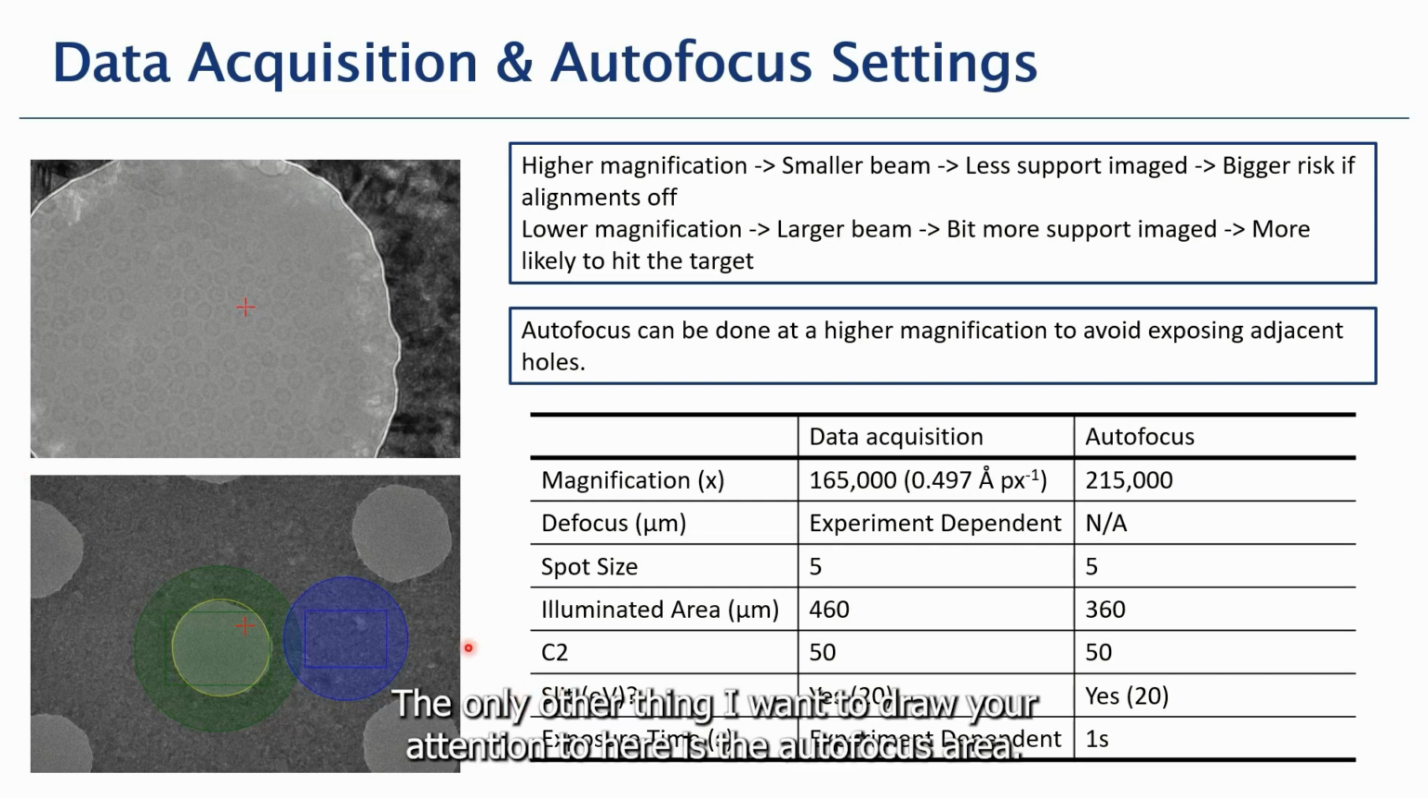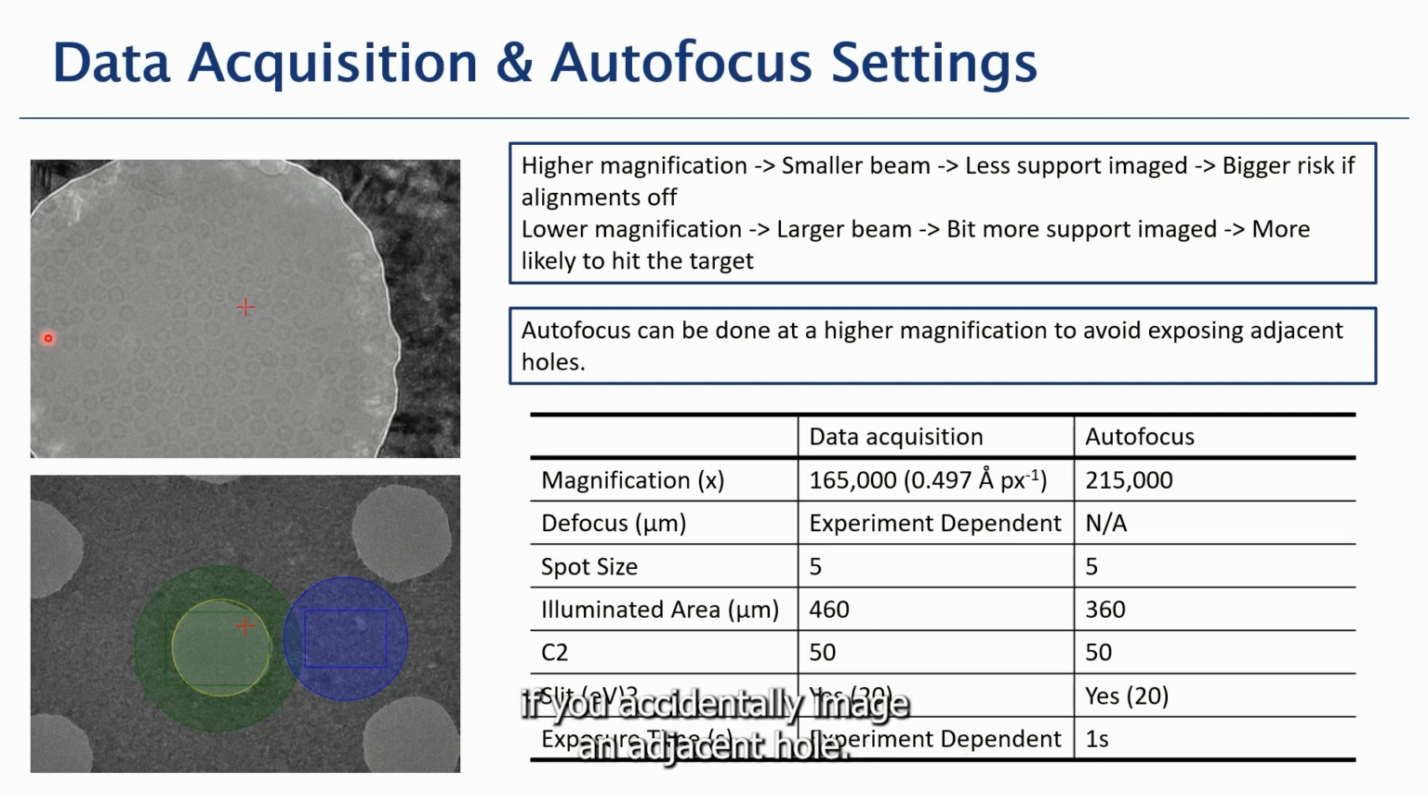The only other thing I want to draw your attention to here is the autofocus area. We use a different mag size for autofocus and for the data acquisition image, and this is just so that we can make the beam size a little bit smaller, and that we're not exposing adjacent holes when we're running the autofocus. The autofocus routine will only run a dozen or so times at most per grid square, so it's not the end of the world if you accidentally image an adjacent hole, but we try and minimize that by going for the smaller beam size.